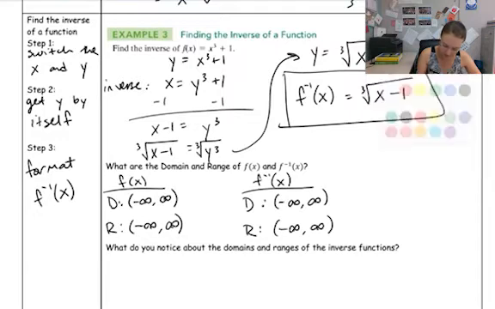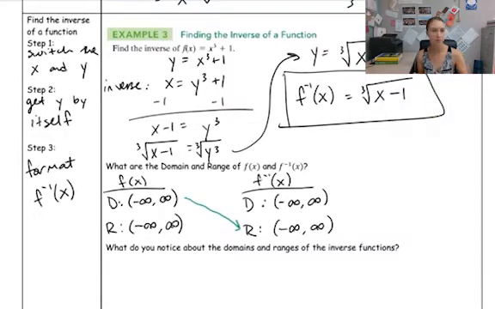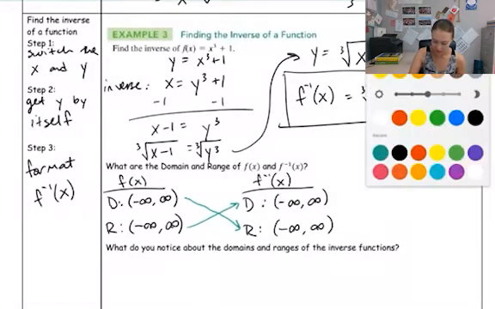And I know that we don't see that here, but the domain of your original function becomes the range of your inverse, and the range of the original becomes the domain of the inverse. And unfortunately here they're all the same, but we're going to see an example at the end of today where they're not. So you can kind of see that relationship.